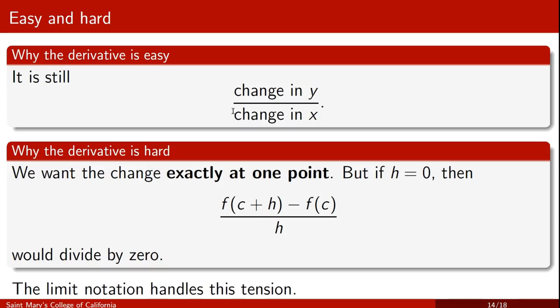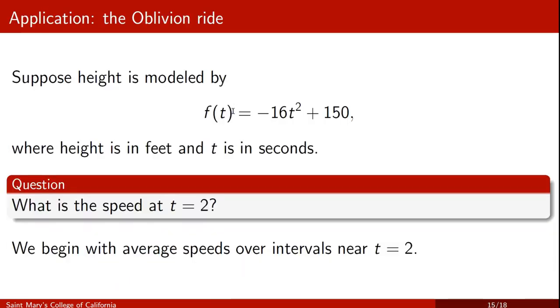Okay, so it's still the change in y with the change in x, but it's harder because to take it as a point, we can't take h to be 0, so we take the limit as h approaches 0. Okay, so let's take one quick example of this.